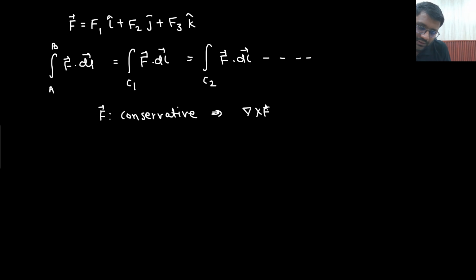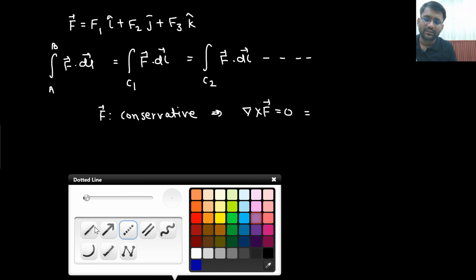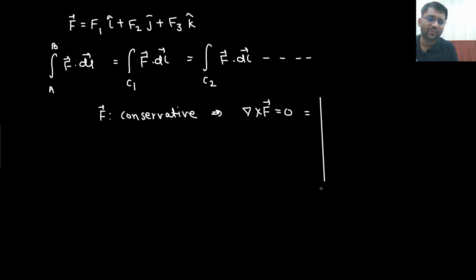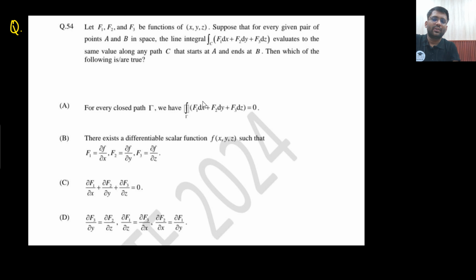So del cross F is 0. This is the first thing I can say. Now what is your del cross F? Although you need to read the options now. So the first thing I have understood is that F is conservative, del cross F is 0. Then which of the following statements is true?